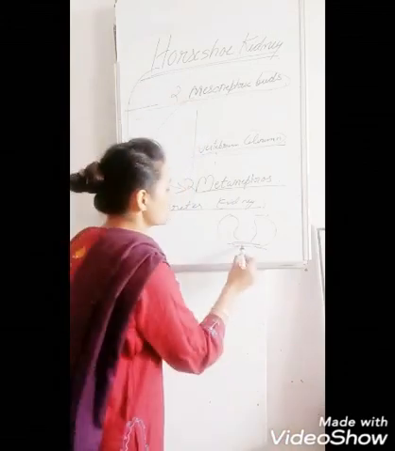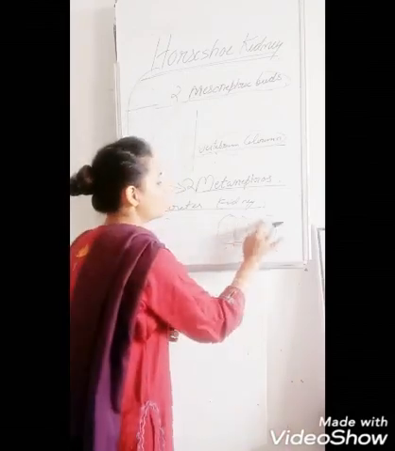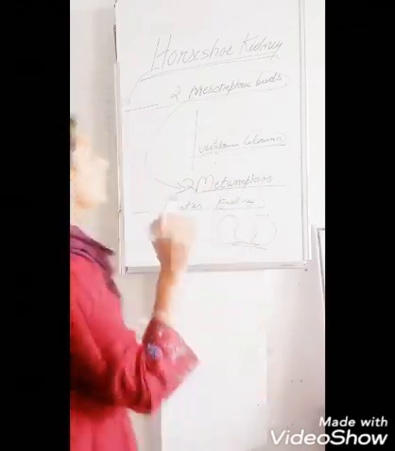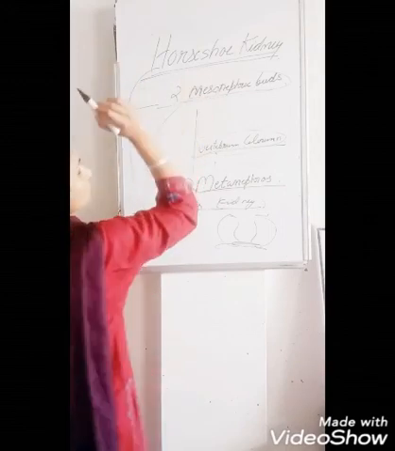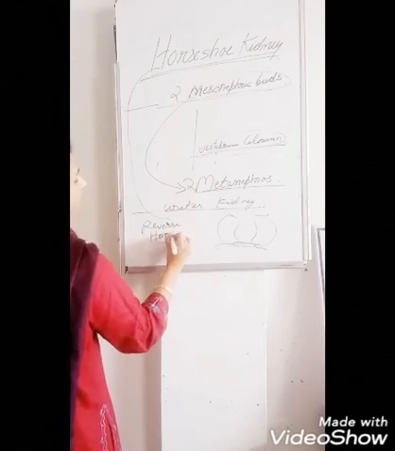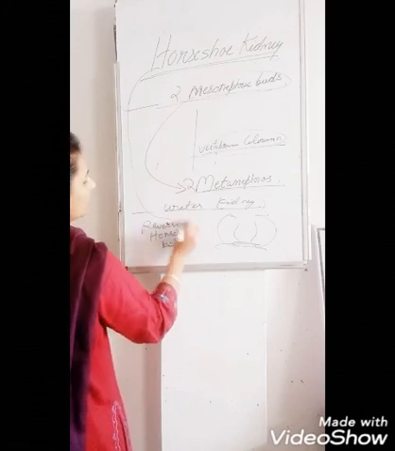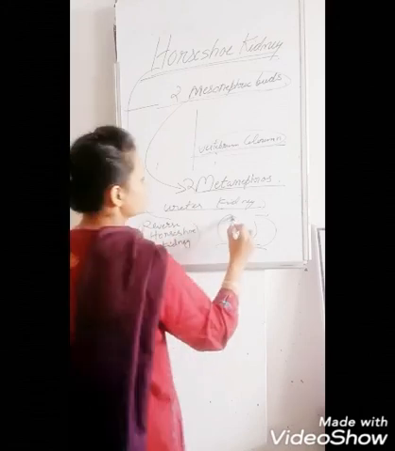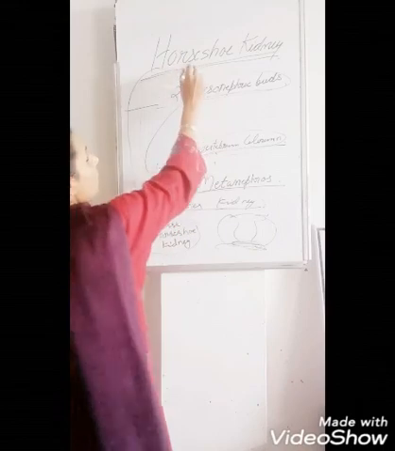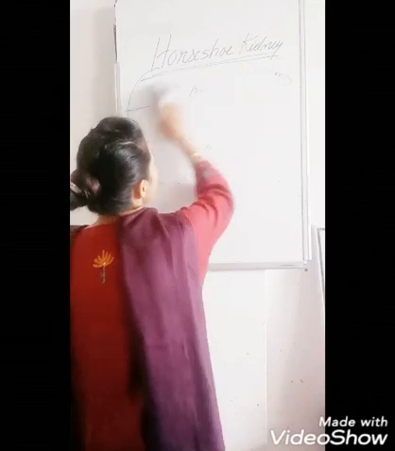Generally the fusion occurs in the lower pole, but in rare cases the fusion can occur in the upper pole also. If the fusion occurs in the upper poles of the kidney, then it is called reverse horseshoe kidney. When the fusion occurs in the lower pole, it is called horseshoe kidney. So it is a congenital anomaly.